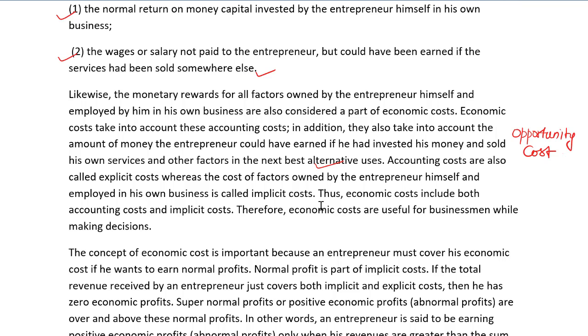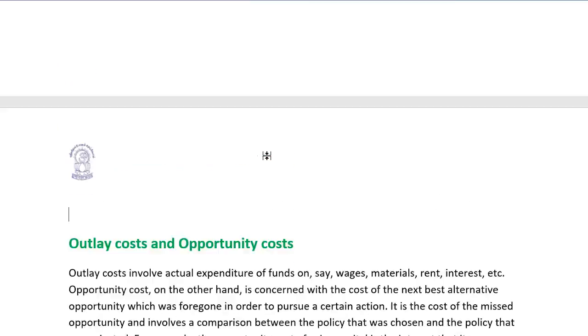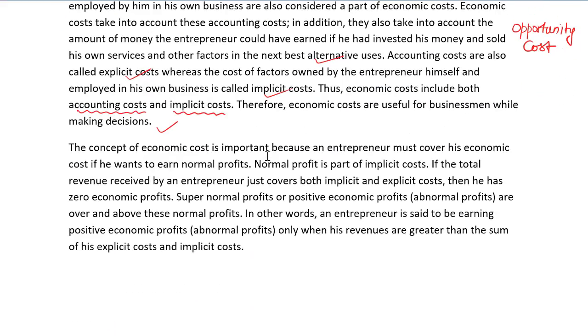Opportunity cost. Accounting costs are also called explicit cost, whereas the cost of factor owned by the entrepreneur himself and employed in his own business is called implicit cost. Thus, economic cost includes both explicit cost, that is accounting cost, and implicit cost. Therefore, economic costs are useful for business while making decisions. With only accounting cost, the entrepreneur can't reach any conclusions.